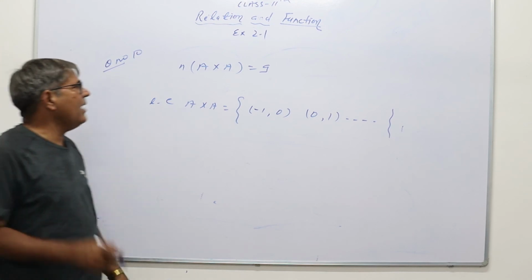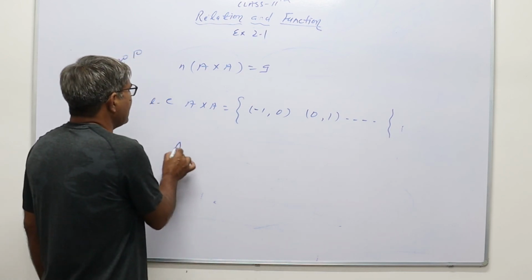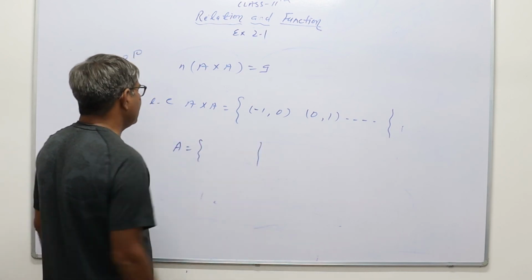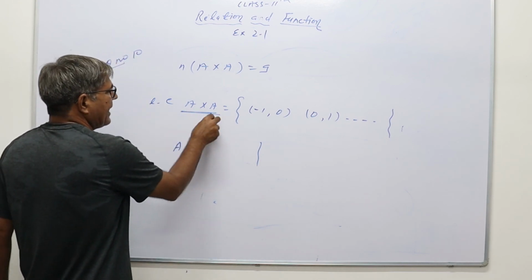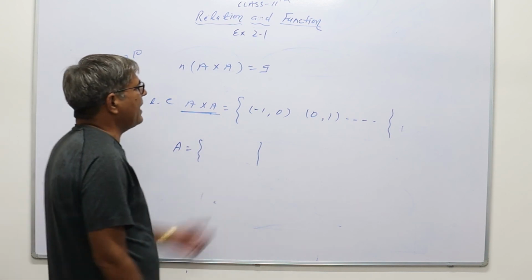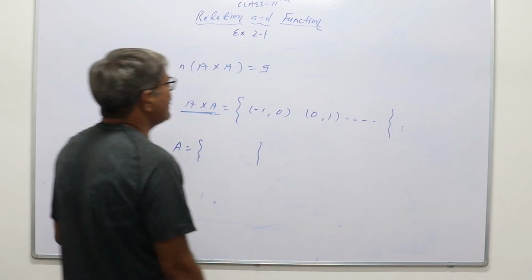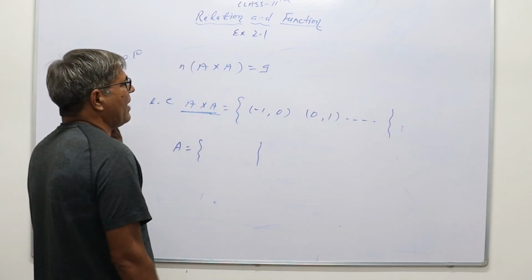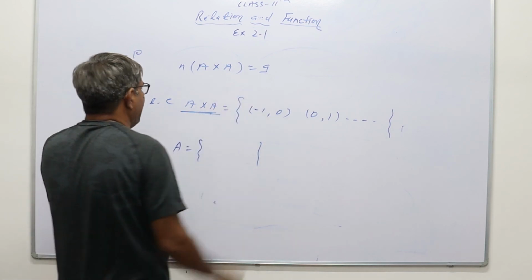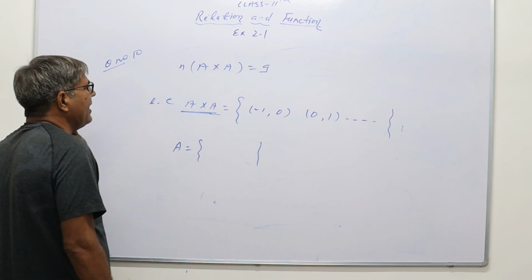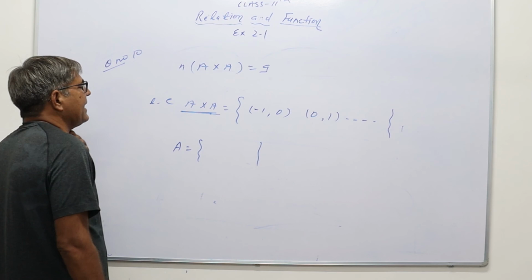Hope the question is clear. What we have given? One set A is unknown, but for the Cartesian product of the given set A with itself, some of the ordered pairs are given. That is (-1, 0) and (0, 1). And n(A cross A) is equal to 9. Then find how many elements may be in the given set A.